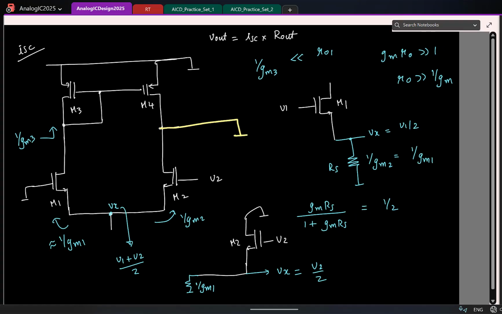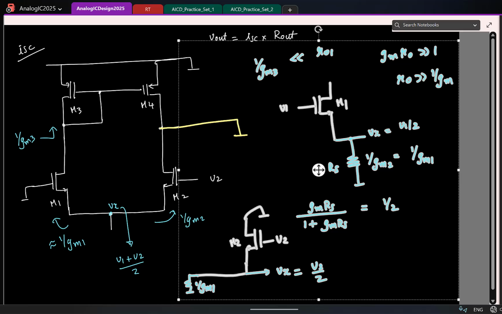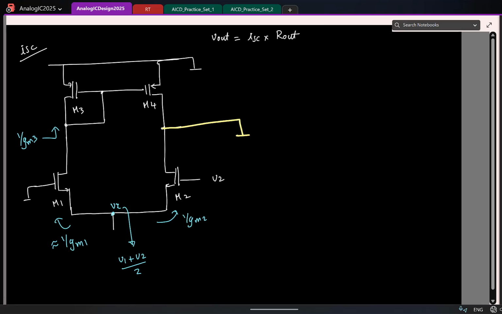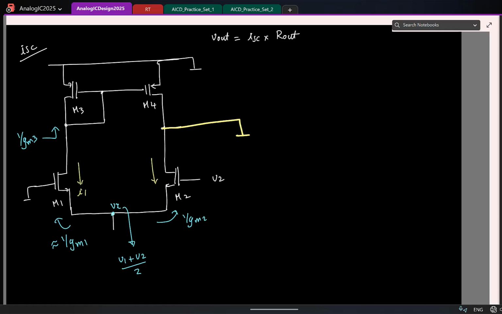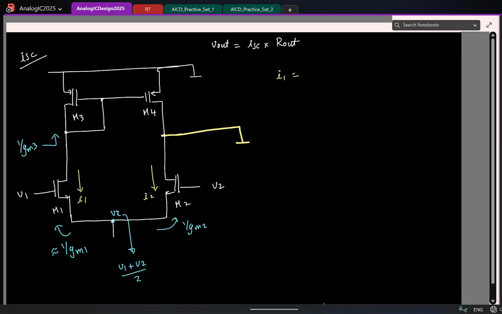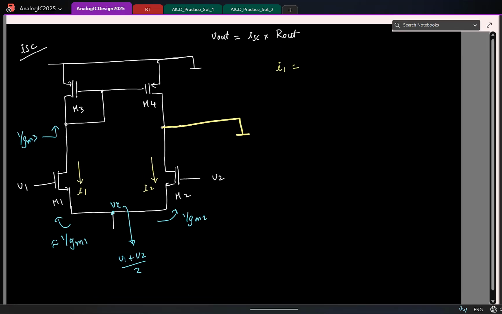Okay, so let me erase this. Now I know the source voltage, so let's find the currents. If I call this current I1 and this current I2, what is small signal I1? Okay, I have V1 applied on the left side gate and V2 on the right side gate. The source potential we just computed as the average of the two voltages. So what is I1 now?